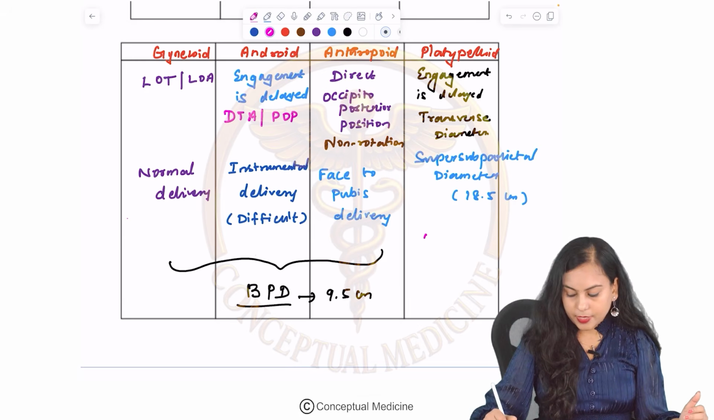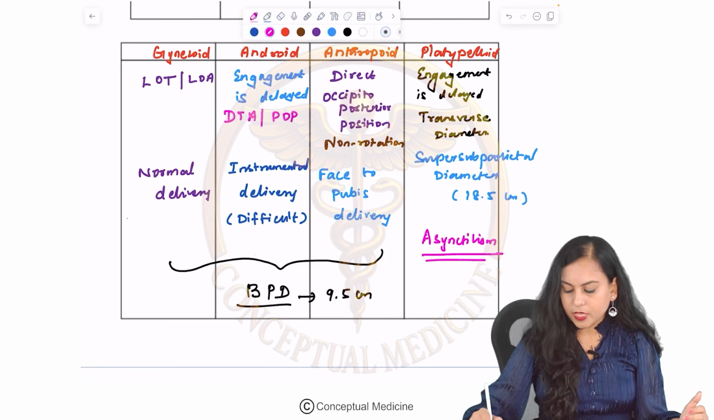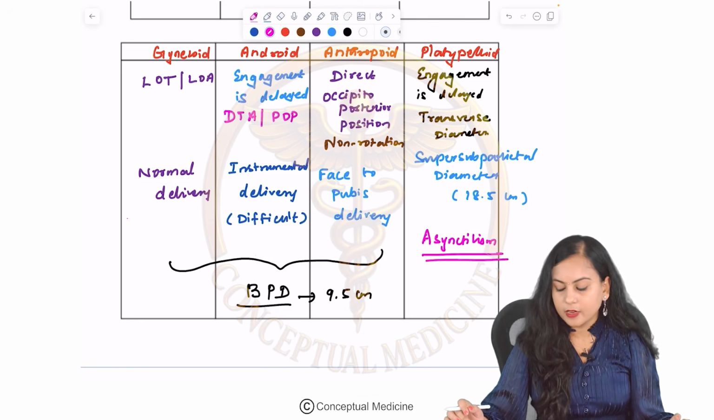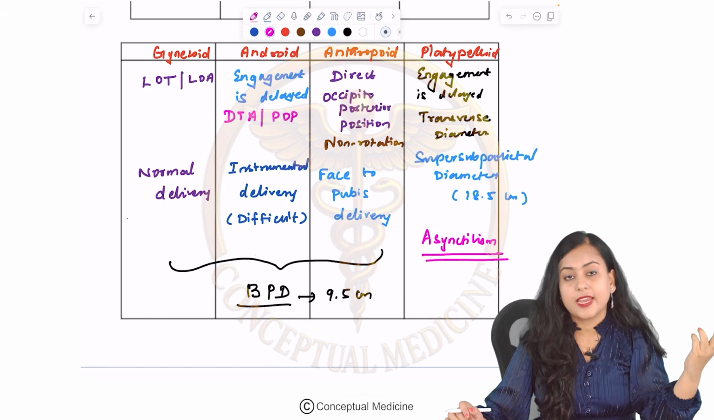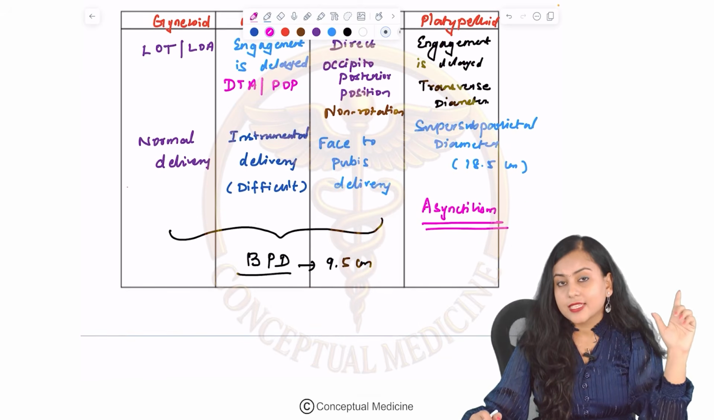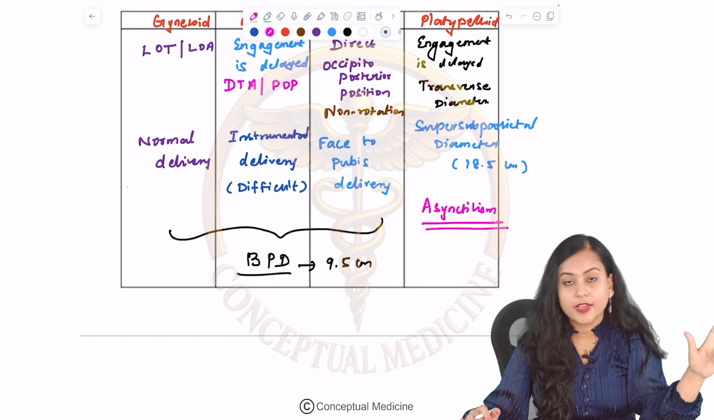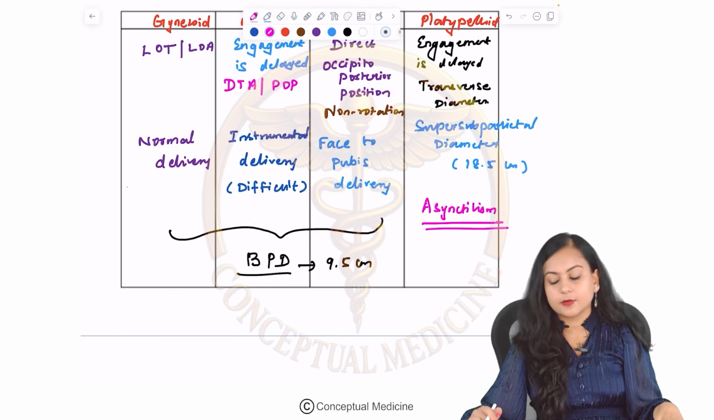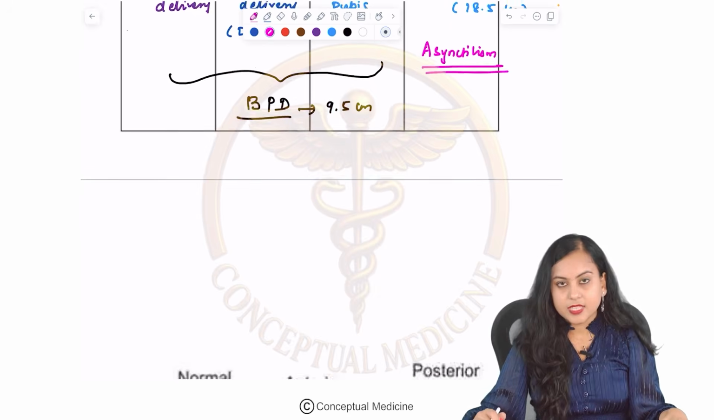Suppose if the head is able to negotiate this diameter and can deliver, it can deliver. There will be chances of asynclitism also. Suppose if it is not happening, then normal delivery is not possible. Clear? What you have to remember is, it is a transversely oval pelvis. The head will be engaging in the transverse diameter of the pelvis, and the diameter which is getting engaged here is the super-subparietal diameter of the fetal skull, which is about 18.5 centimeter, whereas in the other types it is going to be the biparietal diameter which is 9.5 centimeters, and there are chances of asynclitism with this type of pelvis. Is that clear?